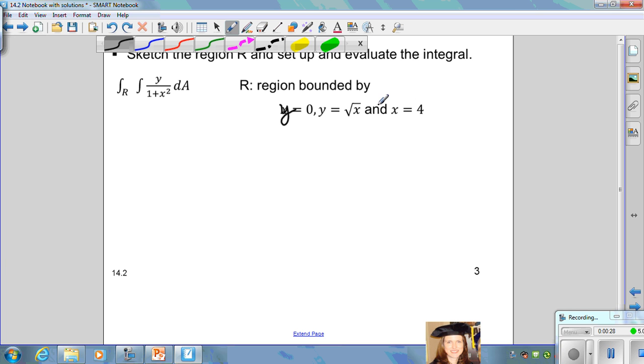Let's go ahead and sketch the region and then determine if it would be better if the order of the differentials was dy dx or dx dy. When you sketch the region, we have the line y equals 0, which is the x-axis, the curve y equals the square root of x, and x equals 4. You can see those three do bound a region here.